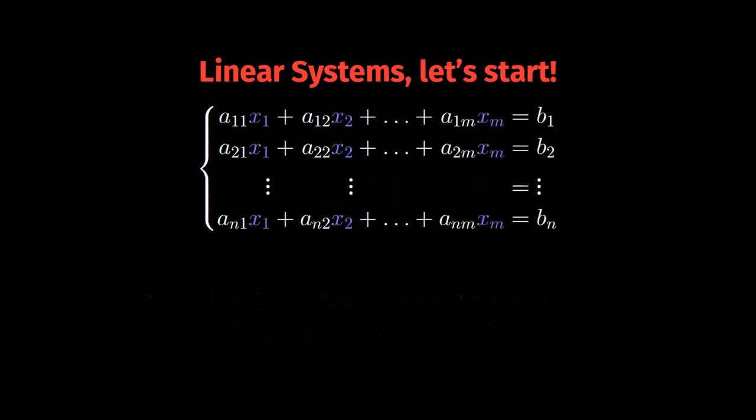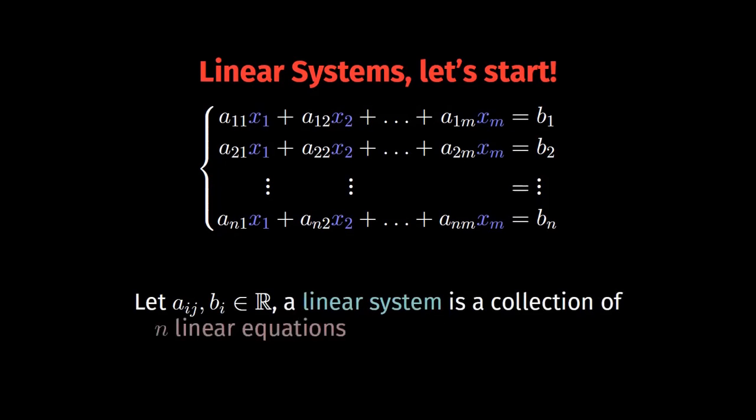Today we finally talk about linear systems. So let's start. A linear system like the one in the picture is simply a collection of linear equations. More precisely, we see that in the picture we have n equations in m variables x1, x2, and so on until xm. When we don't have too many variables, then we can just use x, y, z, sometimes w.